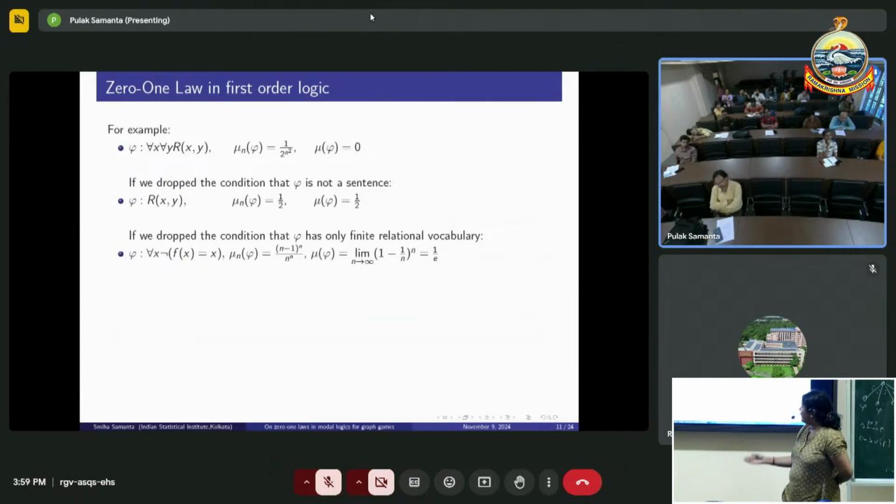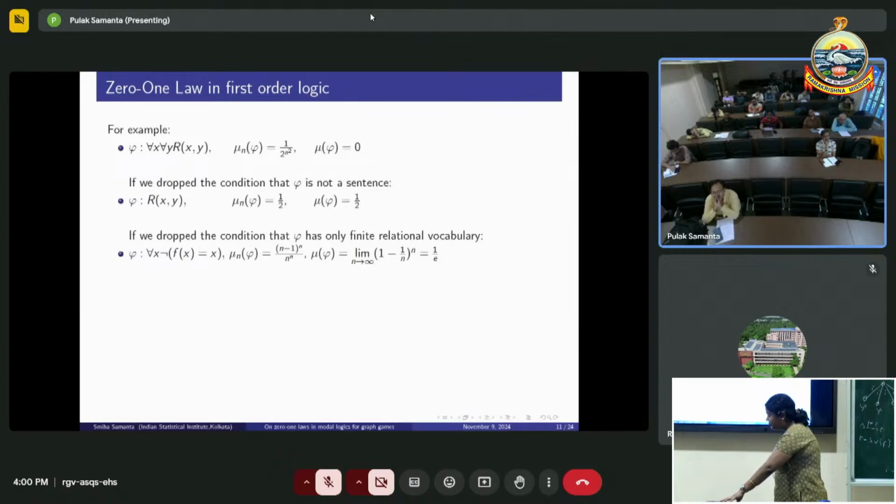For example, if we take these formulas, we can see that the first formula is a sentence with relational vocabulary. In this case, mu(phi) is 0, and the second one is not a sentence. For this case, mu(phi) is half. And if we take functional symbols, it may not go to 0 or 1, and we can see that for this formula it goes to 1 over e. So it is not natural for it to always hold.